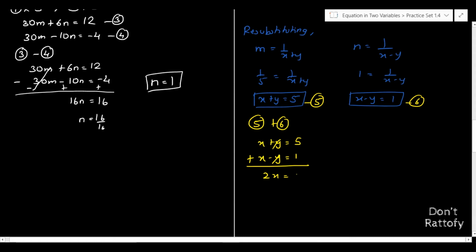5 plus 1 will become 6. So I have the value of x is equal to 6 upon 2. X is equal to 3. I got the value of x as 3.